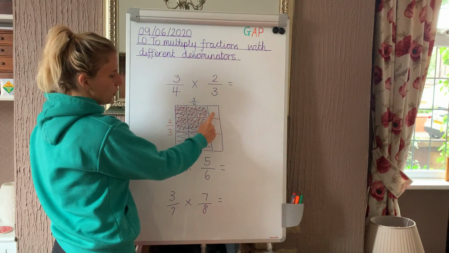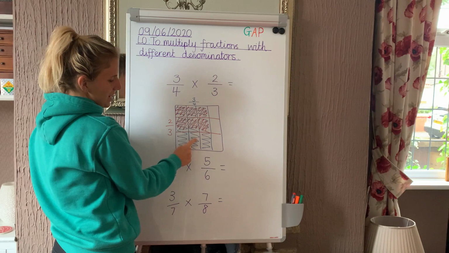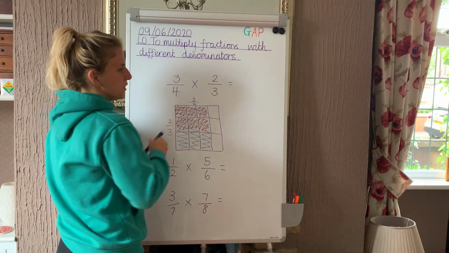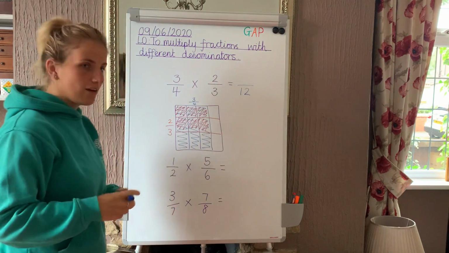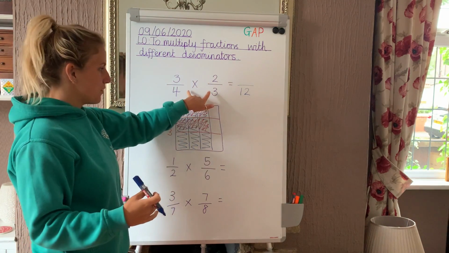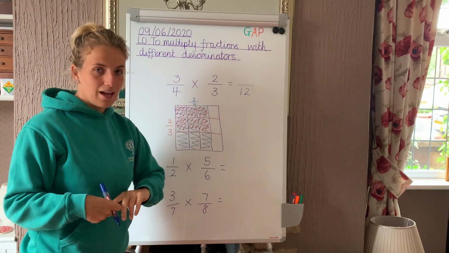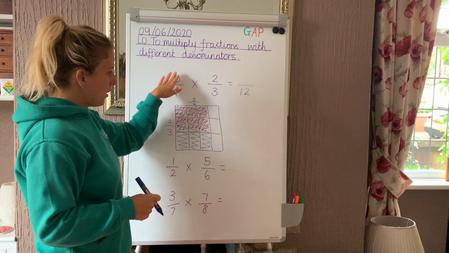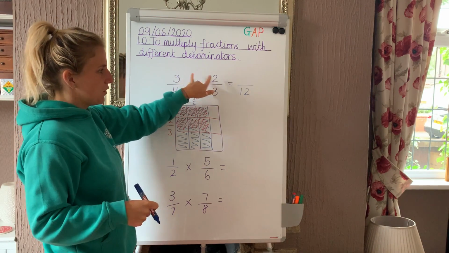So as a total, 1, 2, 3, 4, 5, 6, 7, 8, 9, 10, 11, 12. So it is out of 12, okay? And this is where we recognised a link between the numbers. Well, actually, if we multiply our denominators, we're going to get that denominator. Then if we look at our numerators, if we multiplied those 3 by 2, we would get a 6.